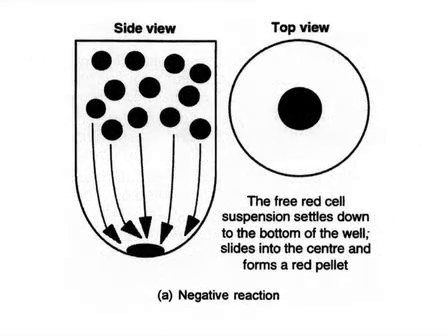This diagram shows a negative Haemagglutination reaction. Insufficient antibody is present to cross-link the red blood cells. As the cells settle by gravity, they slide down the side of the well, forming a tight pellet at the bottom. The diagram to the right shows the red blood cells when viewed from above.